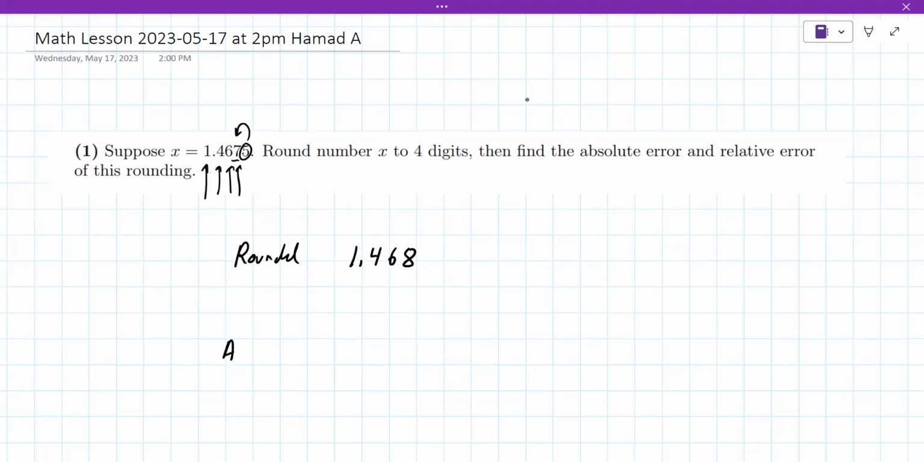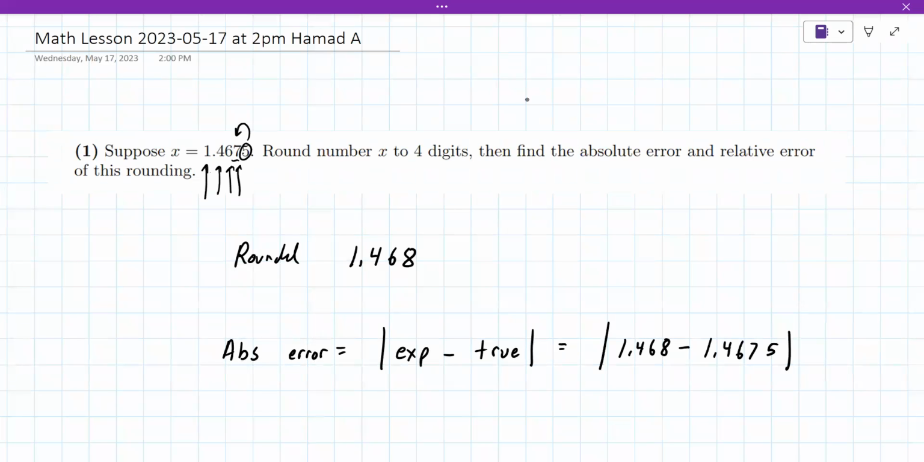So the absolute error is the experimental minus the true in absolute value. So in your problem, the experimental is 1.468 minus the true, 1.4675, like this in absolute value.